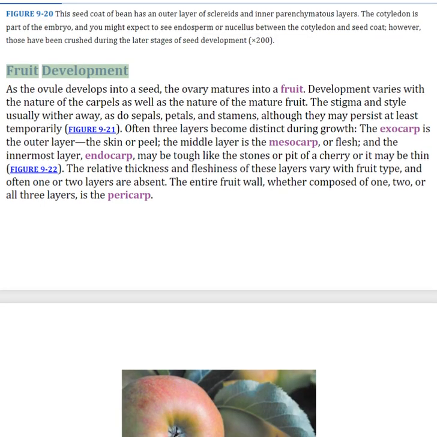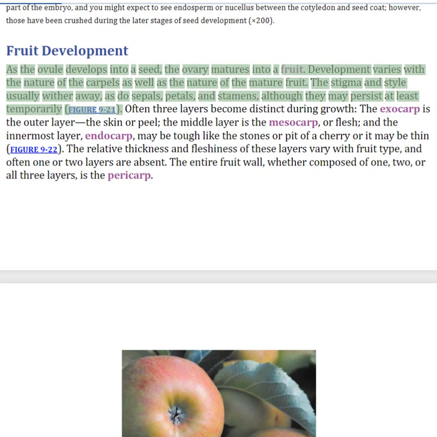Fruit development. As the ovule develops into a seed, the ovary matures into a fruit. Development varies with the nature of the carpels as well as the nature of the mature fruit. The stigma and style usually wither away, as do sepals, petals, and stamens, although they may persist at least temporarily.